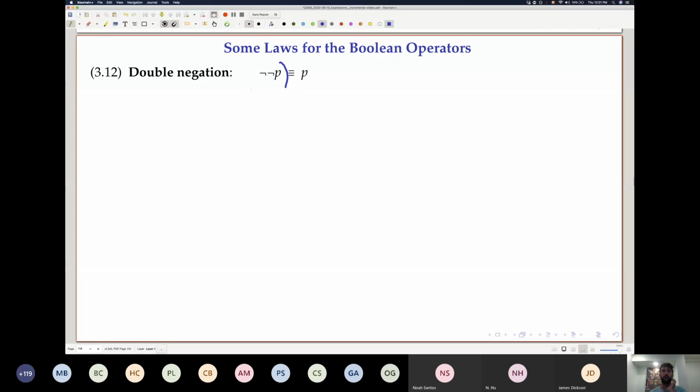Okay. But now, how does not associate? Is not p not p? Well, that doesn't make sense. You can't apply a not to itself. So we say a negation is right associative, and we write it like this. So we say it's the negation of p, and so on.